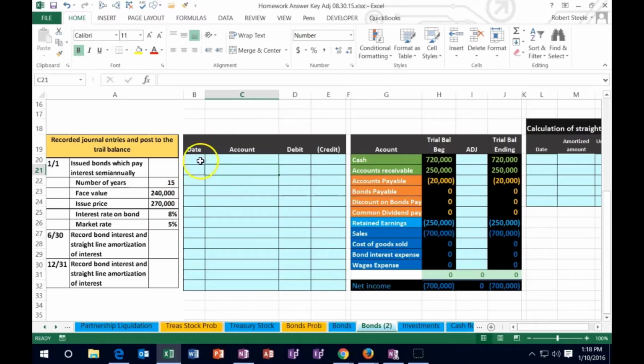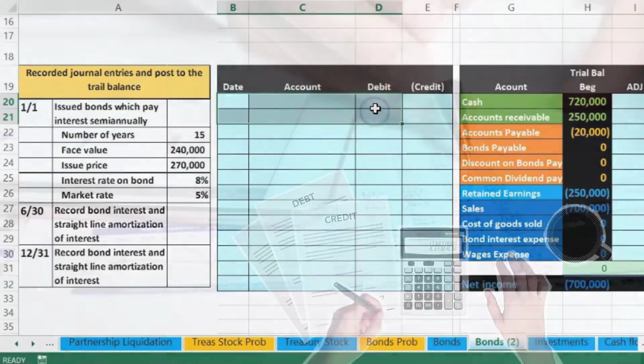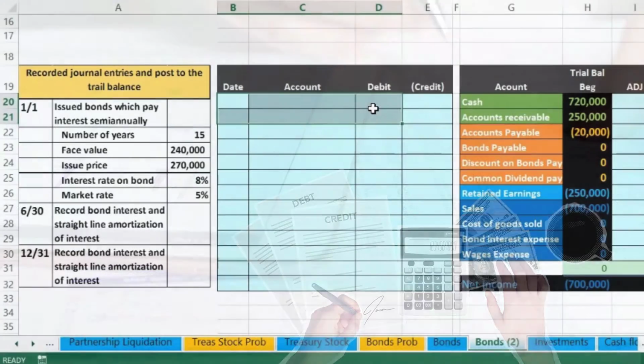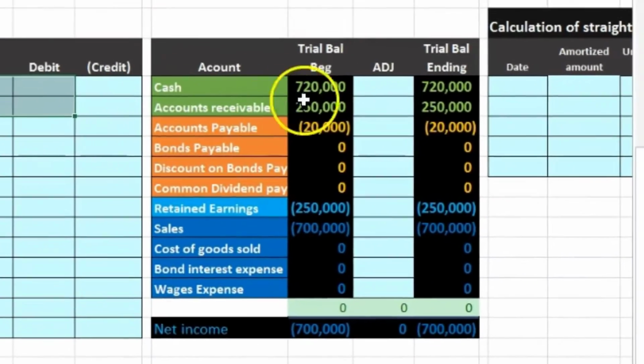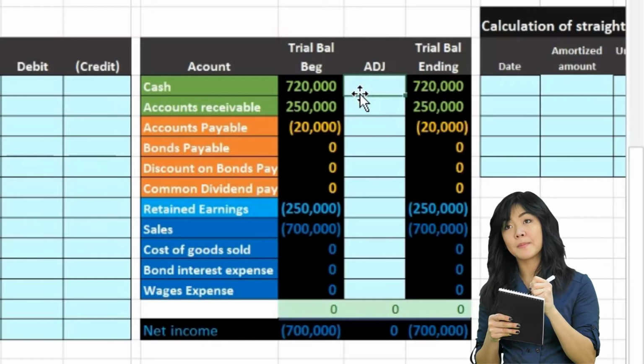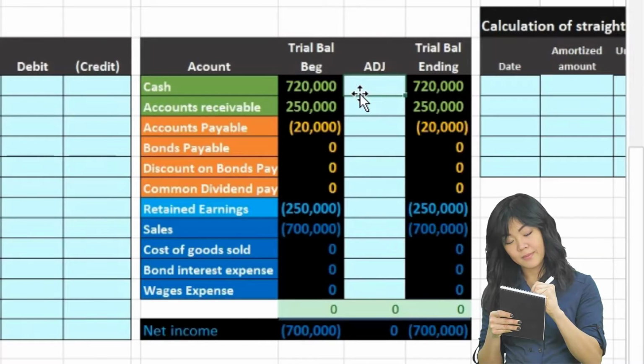We're going to record that to the blue area here, make the journal entries related to the information, and then we'll post that to a quick trial balance on this side so we can see the activity that would happen in relation to other accounts over here.